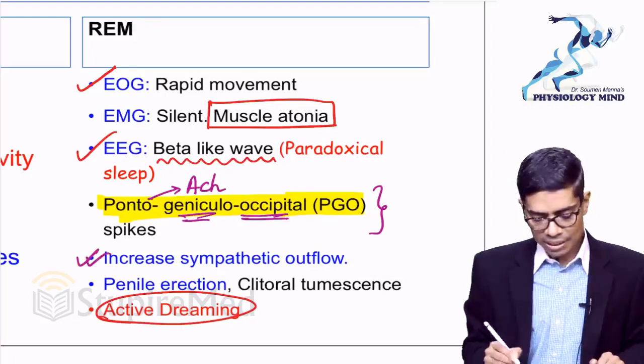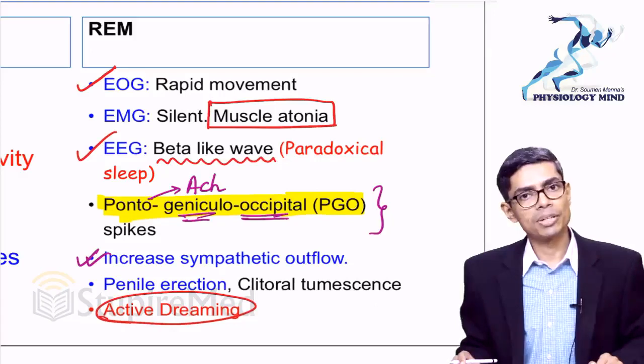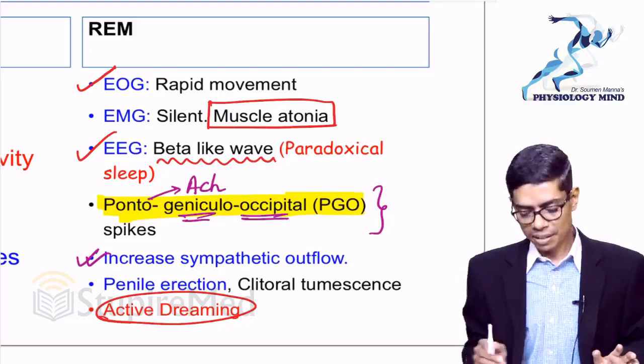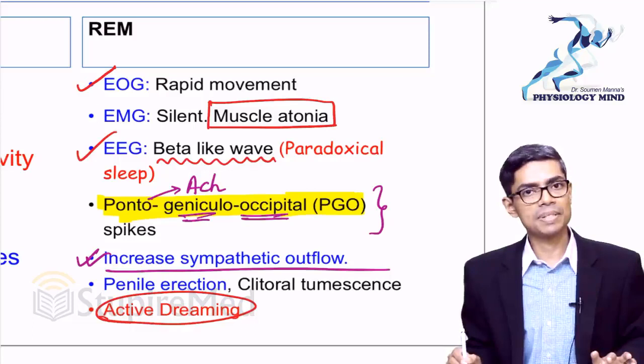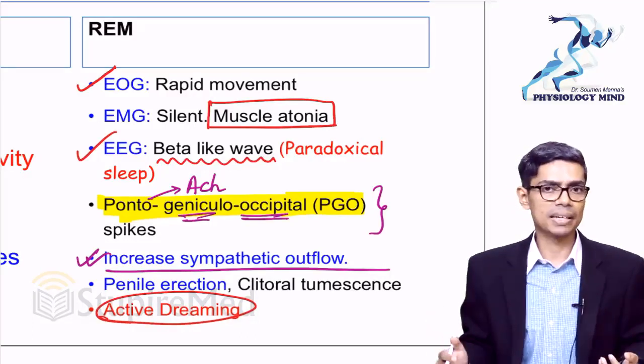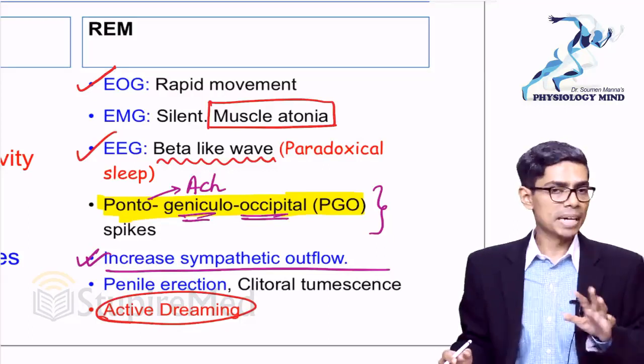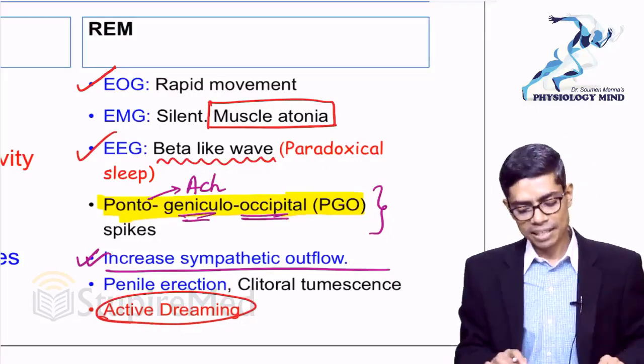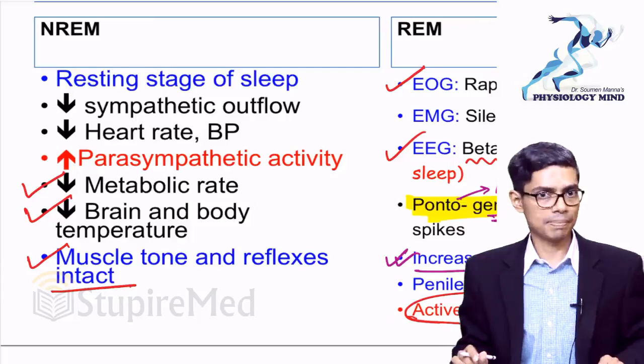And the next point is increased sympathetic outflow. I told you already that non-REM sleep is the resting stage, but REM is not the resting stage of sleep. See here, your sympathetic discharge increases. So what will happen? Metabolism and everything will be higher. That's why we say that the brain is not getting rest during REM sleep. It is getting rest during non-REM sleep, right?